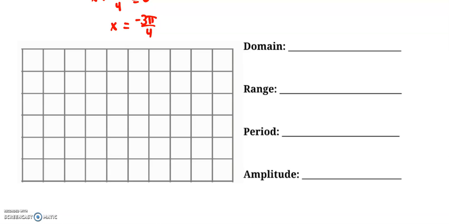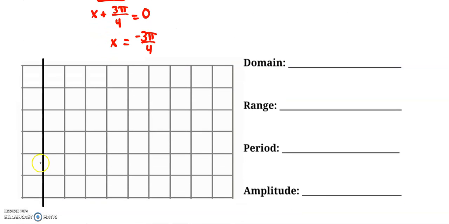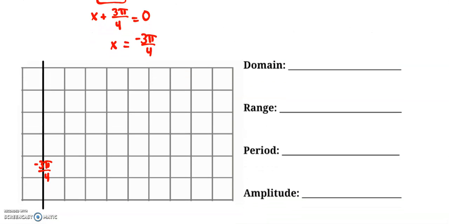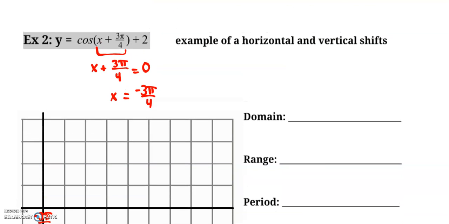Now, we haven't really addressed that yet. So I'm going to draw in a vertical axis, okay? And that number, you're going to put on your vertical axis, okay? Negative 3 pi. Let me just double check. Negative 3 pi over 4. Okay? And so I'm putting that on my axis because that's our shift. Okay? And that's what we're going to use as our starting point for our graph instead of normally what we would start with, which is 0.